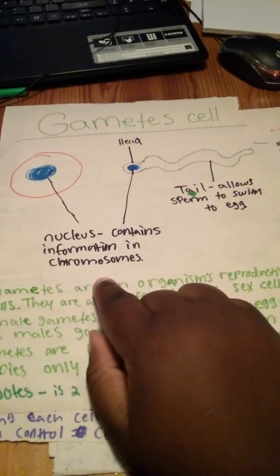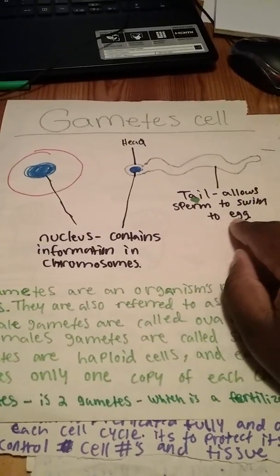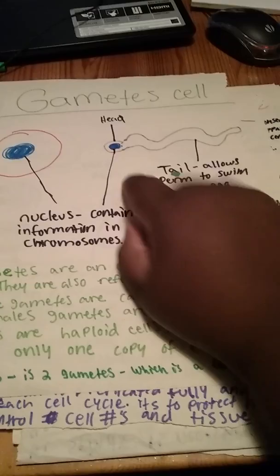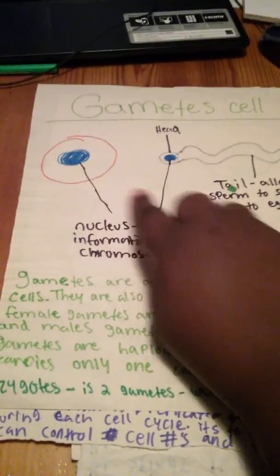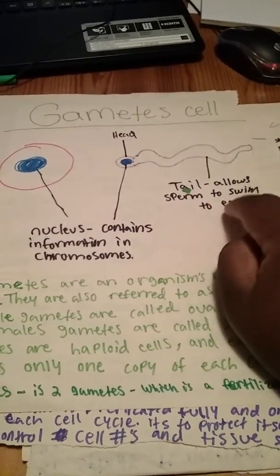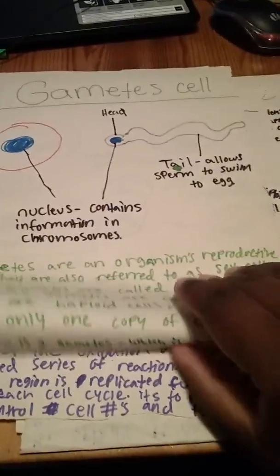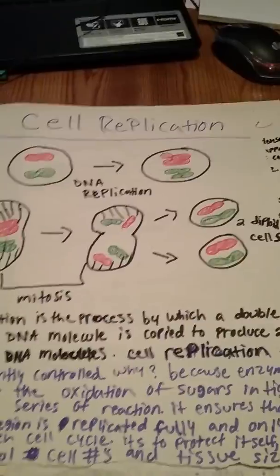And this is a picture of a nucleus containing information in the chromosomes, which would be an egg. And then this would be a sperm, and that's the head of the sperm, and the nucleus is in there. So this is the egg cell, and this is the nucleus in the egg cell. This is the sperm, and the tail allows the sperm to swim into the egg, which will make a fertilized egg. That's what gametes are.